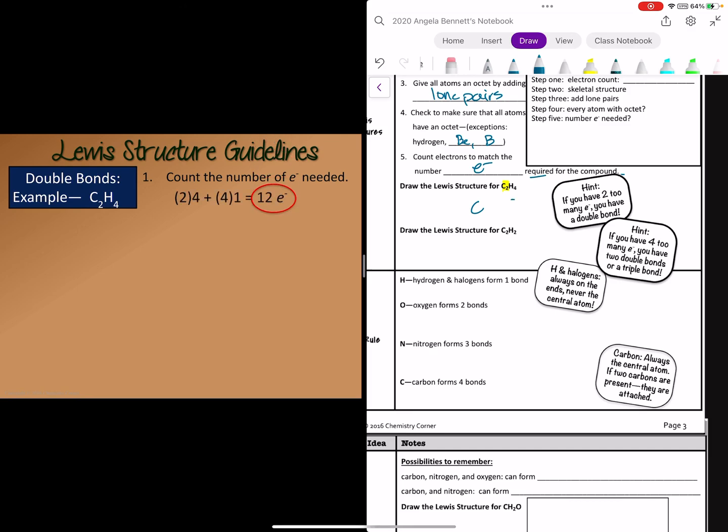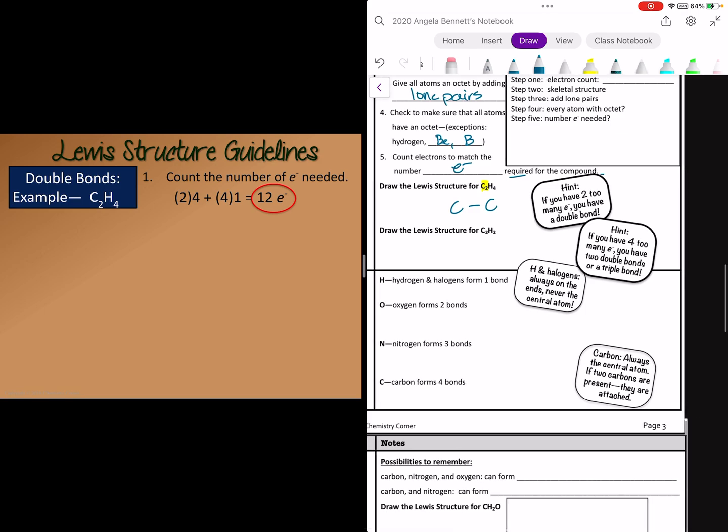So I'm going to put them here and just connect them. And yes, I needed to go and count them up. Sorry, my bad. So for carbon, I have 2 times 4 plus hydrogen, which is 4 times 1. So 2 times 4 is 8, plus the 4 times 1, which is 4, which is 12 electrons. So for the C2H4, I have 12 electrons.